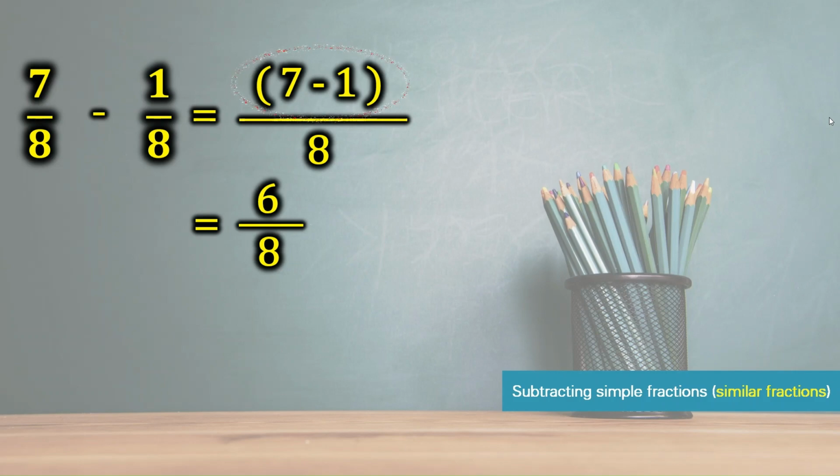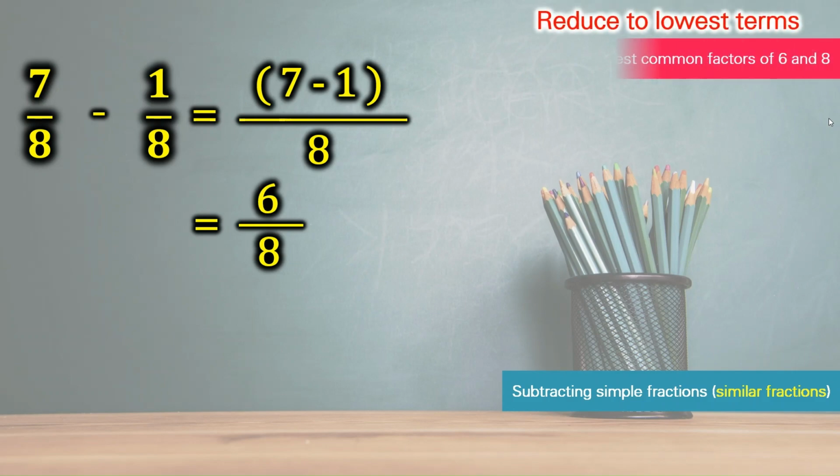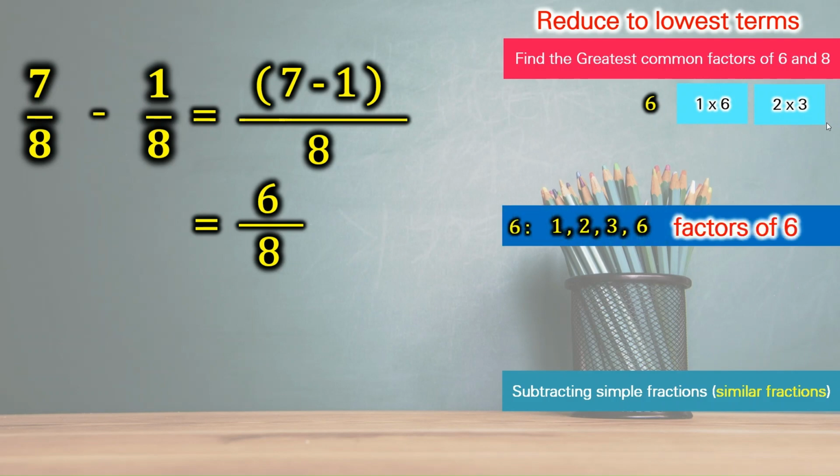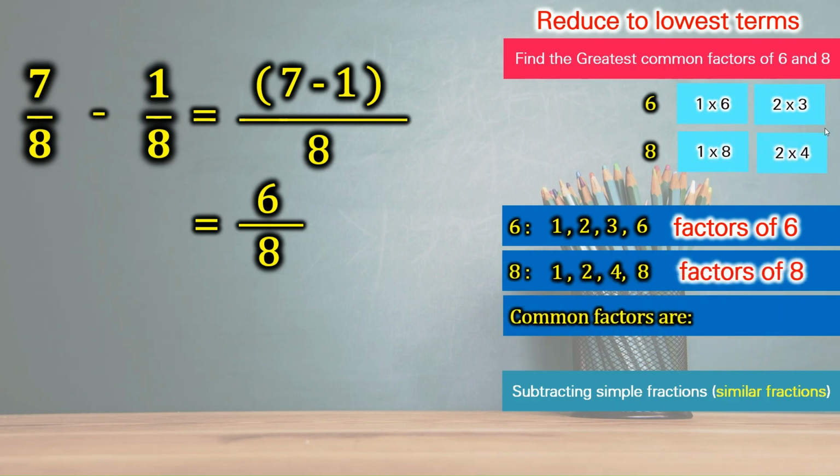To reduce it to lowest terms, we will find the greatest common factors of both numerator and denominator. To find the greatest common factors, the simplest method we will use is the listing method. Listing all factors for the certain numbers. For numerator 6, the factors are the following: 1, 2, 3, and 6. For the denominator 8, the factors are 1, 2, 4, and 8. The common factors are 1 and 2.